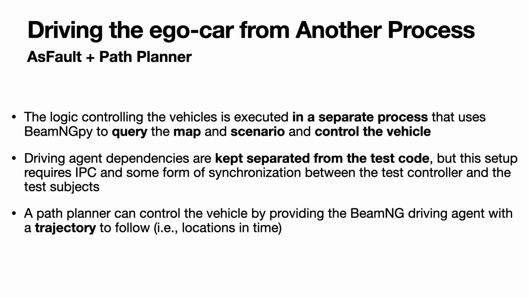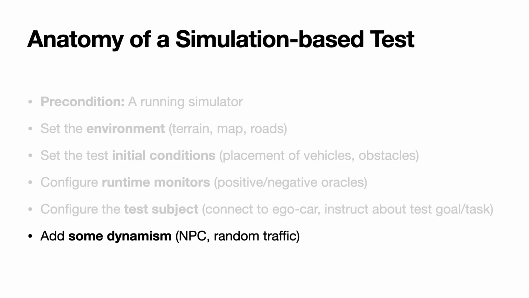The last possibility is to run everything in a separate process, and this is what, for example, the Asphalt tool does. Then the child process, or the subprocess, can query the scenario, the current scenario that is loaded in the simulator, and query the map and its position using sensors. Based on this and some other parameters, it can also plan the control. So that's how I can configure the test subject.